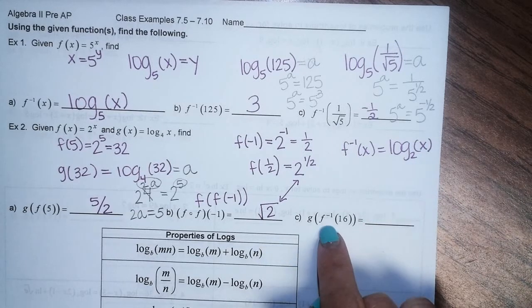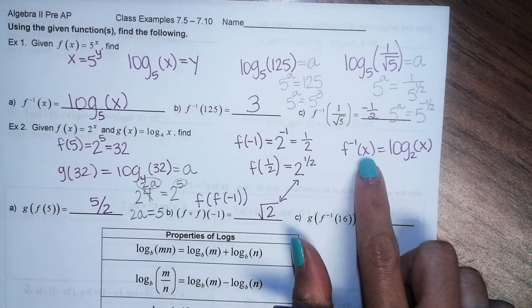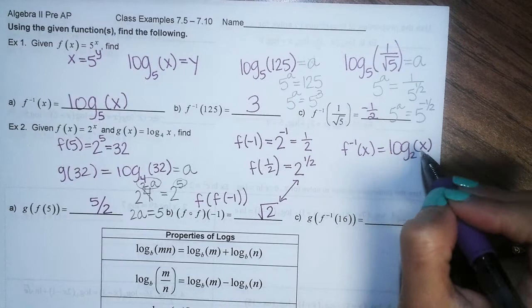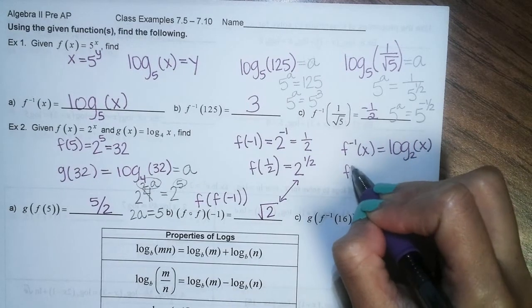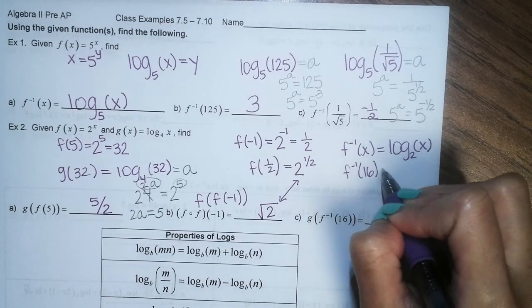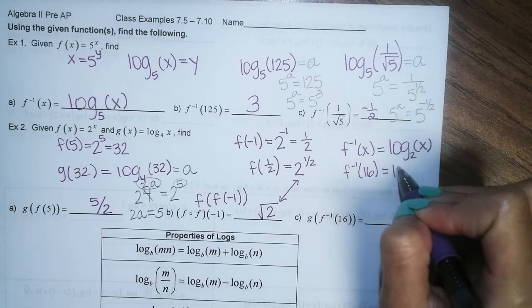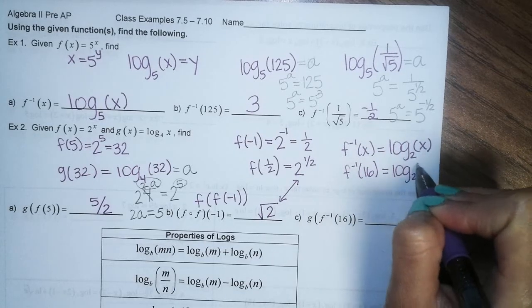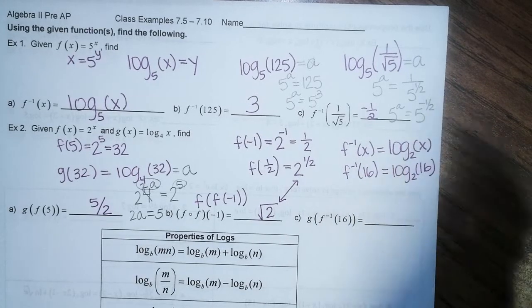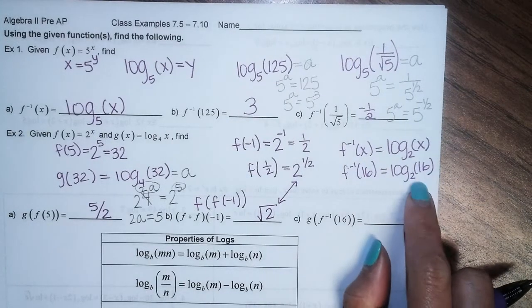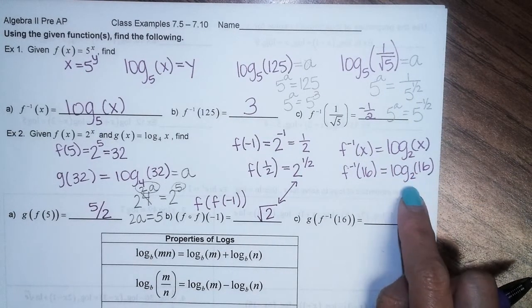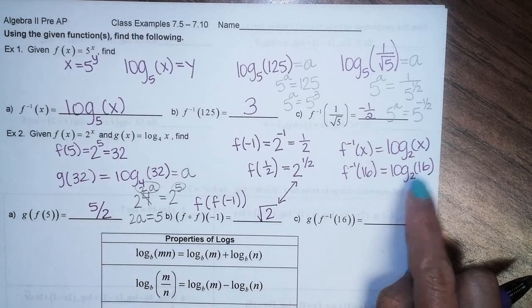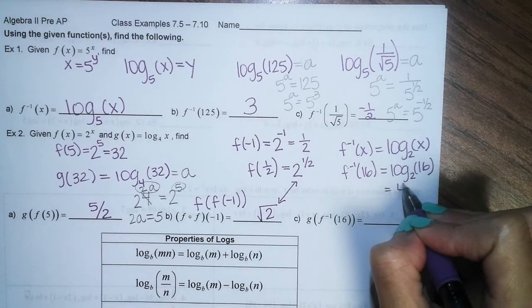Okay, so now I need to replace the x on the inverse with 16. So f inverse of 16 will be log base 2 of 16. That's an easy number. That's just 4. Log base 2 of 16 is just an integer, 4. So that's just equal to 4.